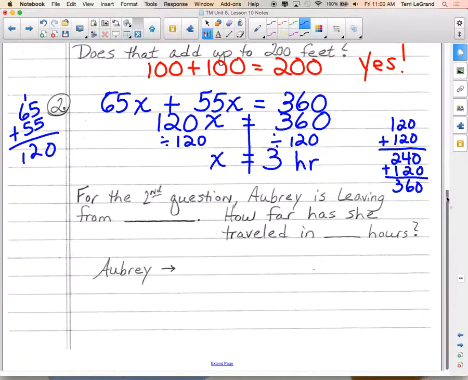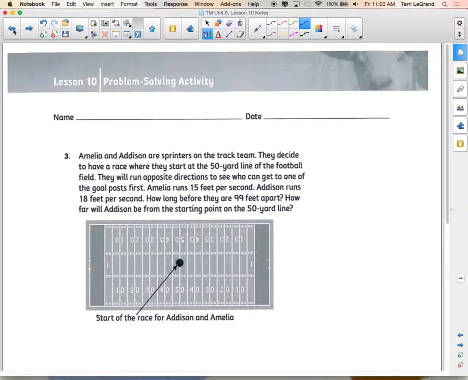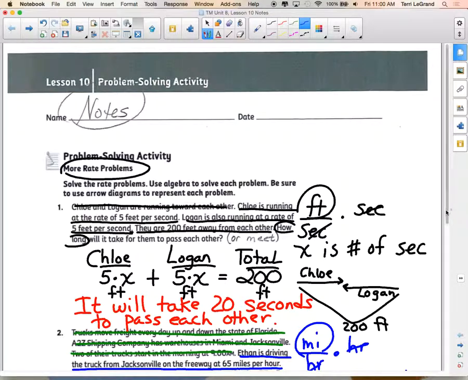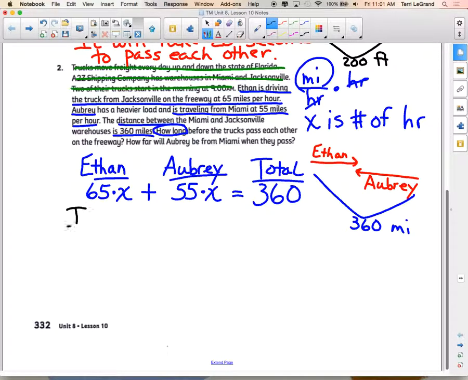Okay, so now we are ready to go back to the front and write our sentence answer on the problem page. The first question was, how long before the trucks pass each other on the freeway? So we're going to say what? It will take 3 hours.